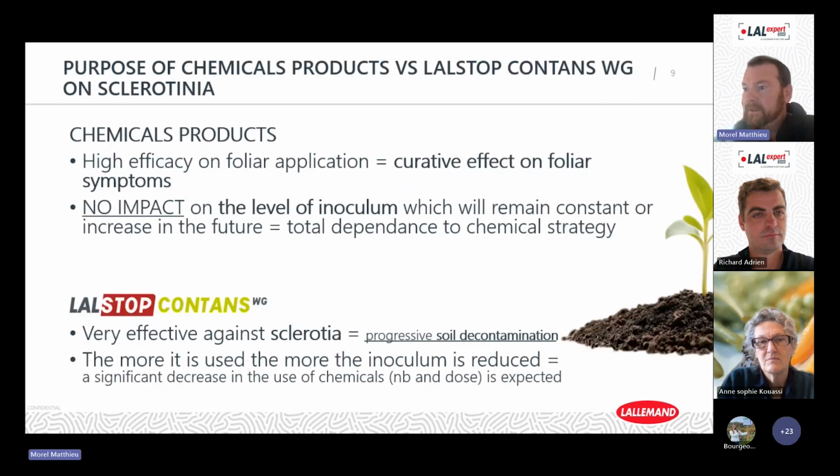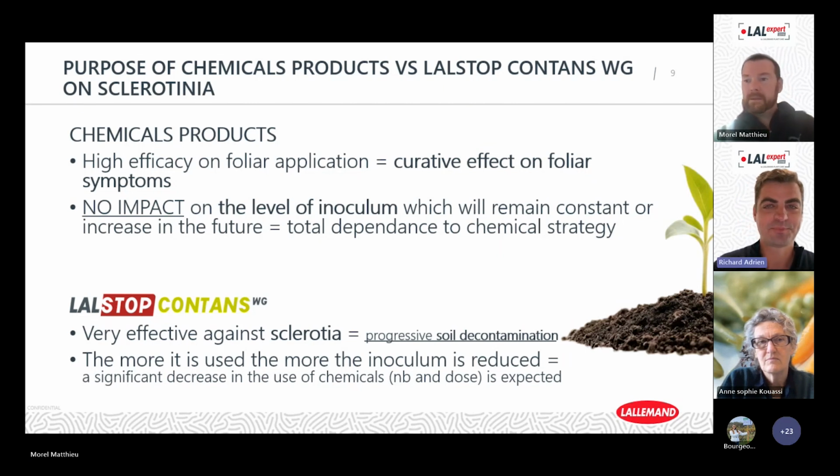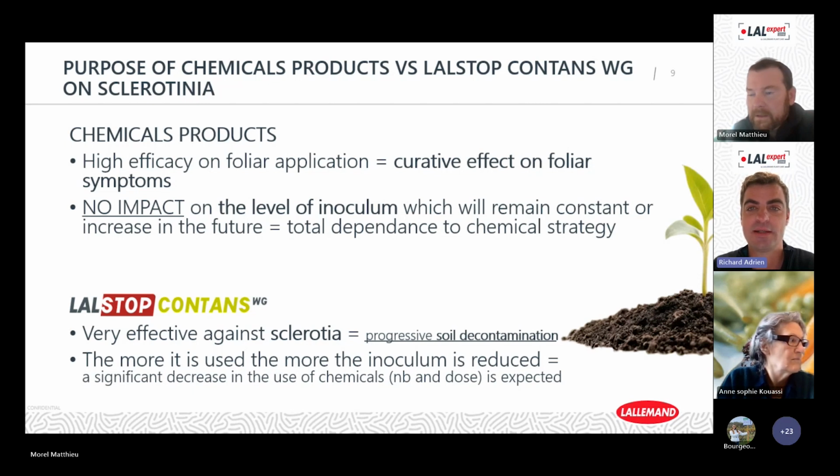Okay, now Adrien will talk a little bit about the product characteristics and how to use it. Thank you, Mathieu. And so, hello everyone. Yes, indeed. So before letting the floor go to the next speakers, Sophie and Yosef, I'm going to take a dive into what our biofungicide, LALSTOP Contans, is and explain maybe more about the mode of action.